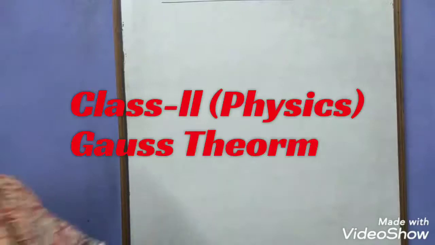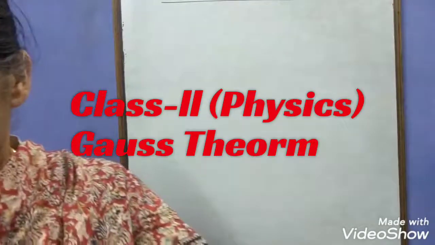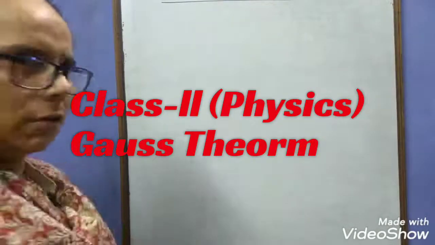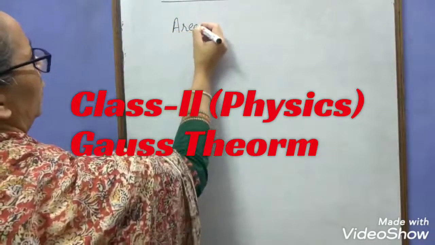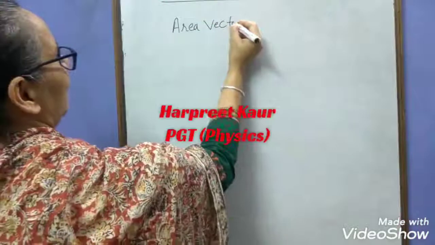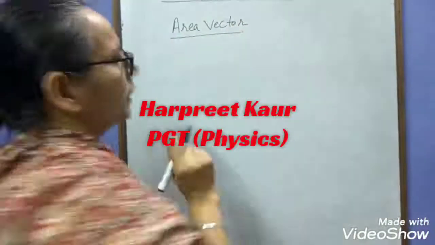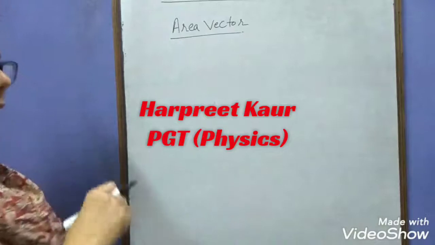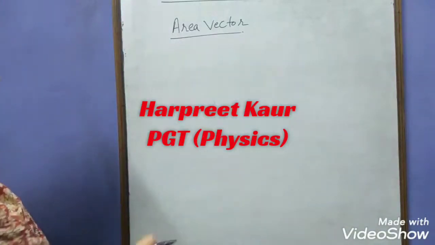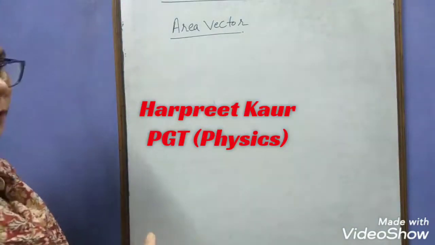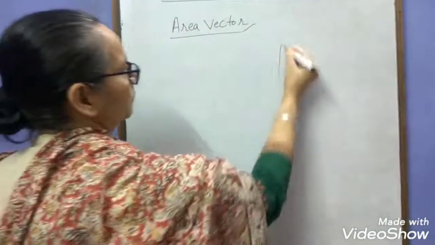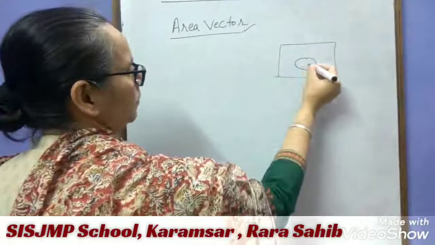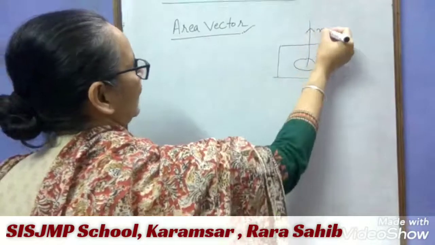Okay class. Our next topic is Gauss Theorem. Before we study this Gauss Theorem, we have to study about the area vector. Area vector is a hypothetical concept where we have to give the orientation to area. Orientation means direction. Here, for an area, we draw the unit vector.